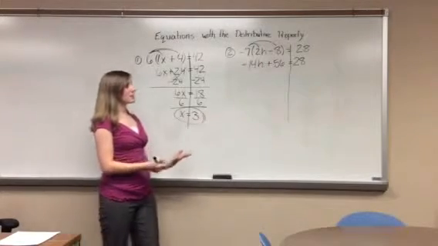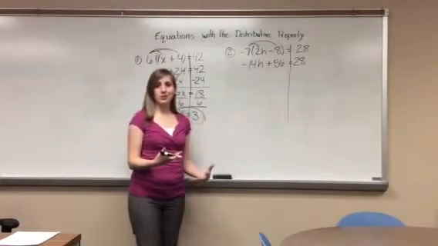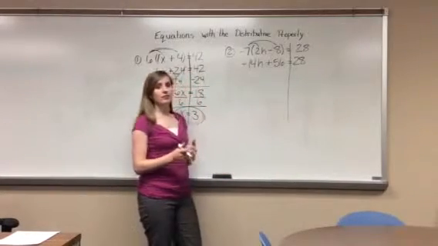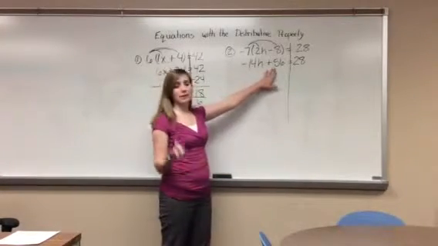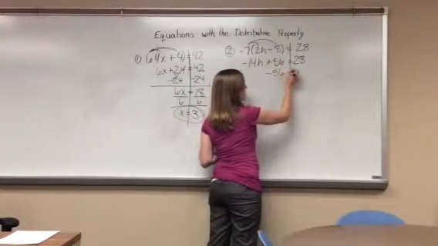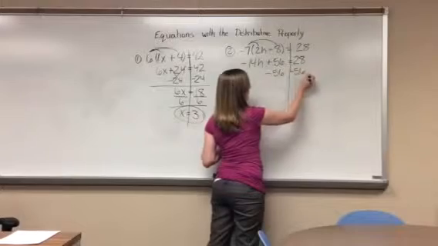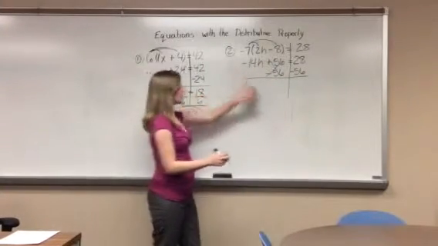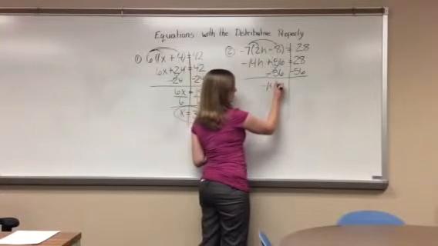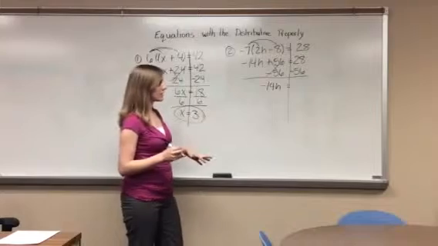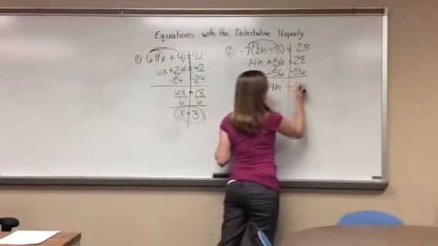So now that the parentheses are gone, I just solve this like a normal equation, what we're used to. So I need to cancel out anything that's being added or subtracted. The 56 is being added, so I need to cancel that. I will do the opposite, which is subtract 56 on both sides so that they cancel. The negative 14h just comes down, and 28 minus 56 is negative 28.